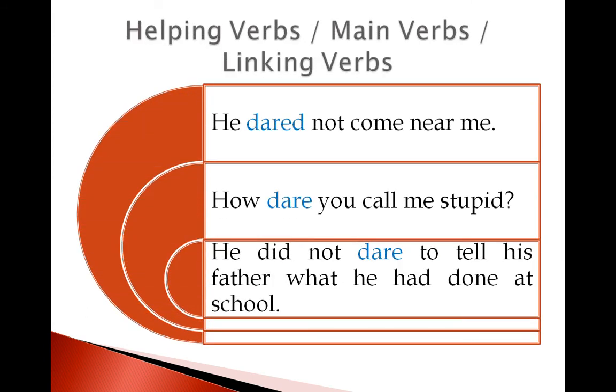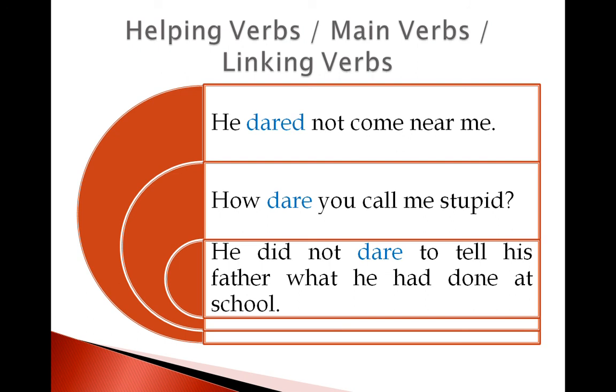He dared not come near me. Dared is an auxiliary and it is followed by another verb, come. That's why it's a helping verb in this sentence. How dare you call me stupid? This is an interrogative sentence. Dare is your auxiliary. You is the subject of the sentence. Call is another verb. It's the main verb. That's why dare is a helping verb.